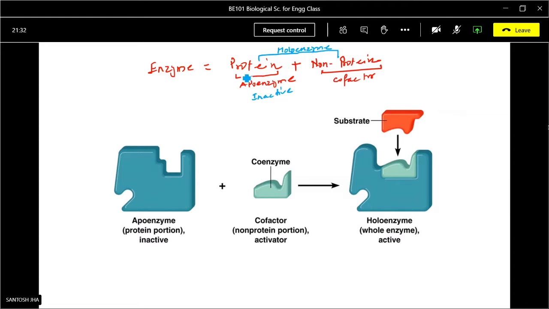So basically holoenzyme is the combination of protein and non-protein part. Now this is the cofactor. In this structure you can see this is the protein portion of the enzyme, and it is inactive. When a non-protein portion, generally known as cofactor, gets attached to this protein portion, there is some conformational change, and the enzyme becomes active. This active form of enzyme is known as holoenzyme, and without the cofactor, it is termed as apoenzyme.